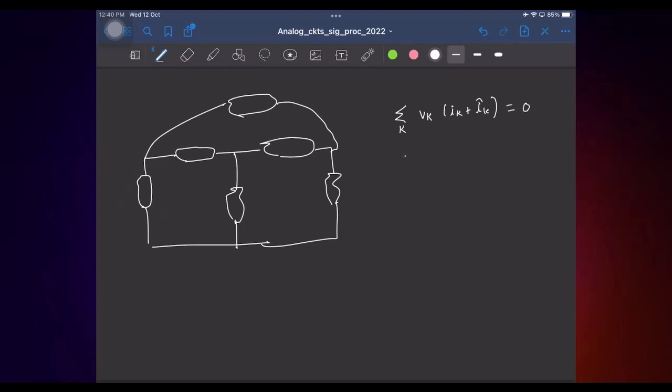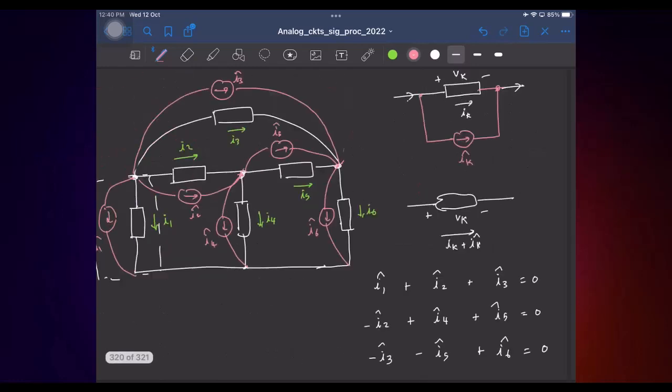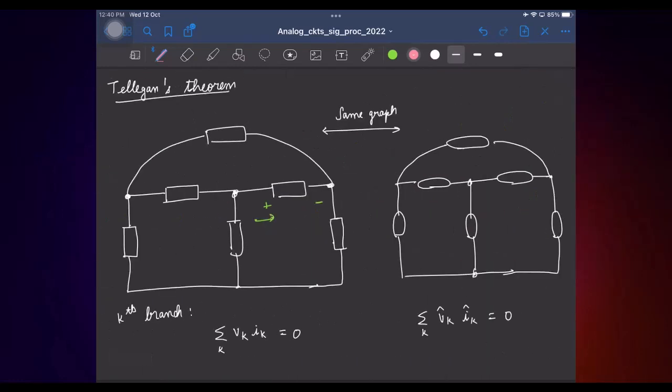So now if I expand it, what do I get? I have summation Vk Ik plus summation Vk Ik hat equals 0. I know already that this first term is 0, right? This was the total power dissipated in our original network here. You know this is already 0.